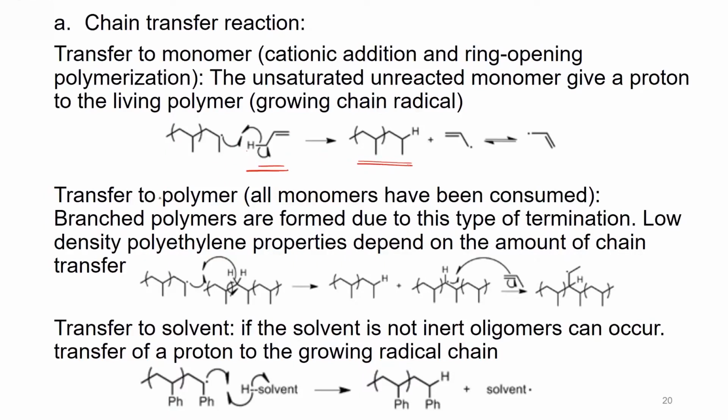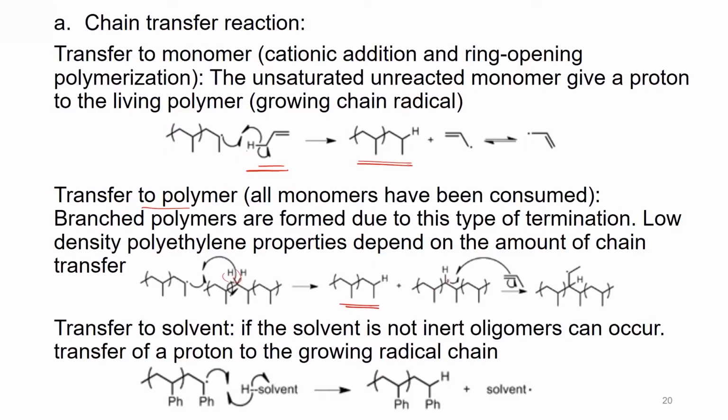Or either transfer to polymer. This is the second method, the transfer to polymer. In that case, when it transfers to polymer, what will happen is actually one of the living polymers will give away one of the hydrogens on one of the side chains. And this hydrogen will just stop my living polymer from growing further.